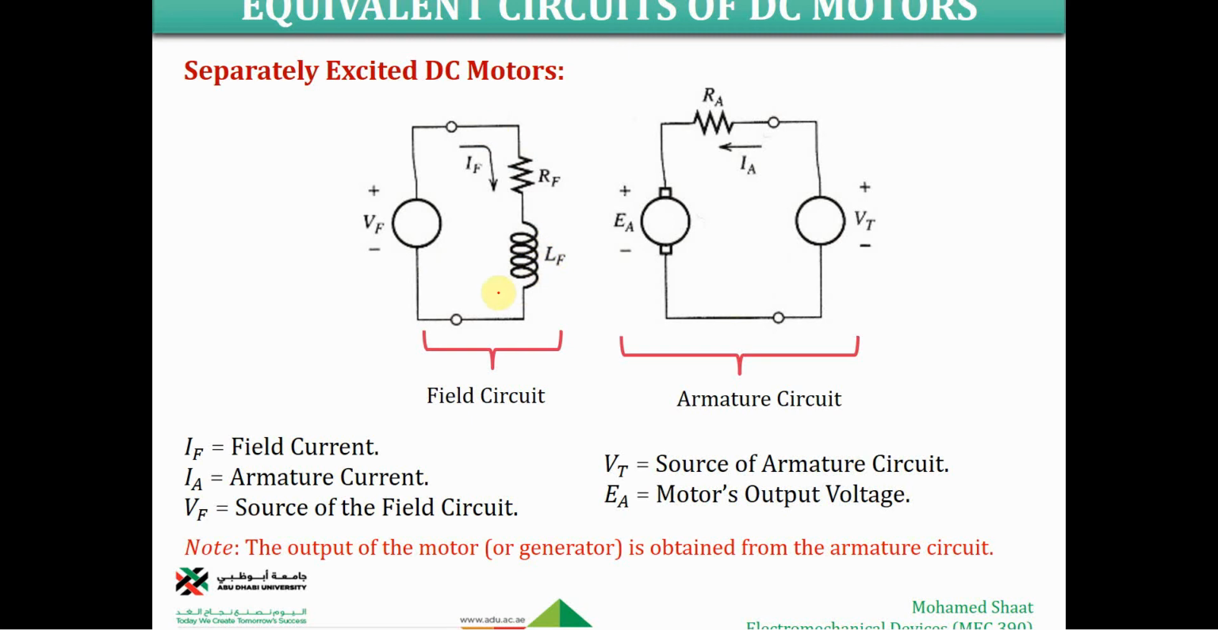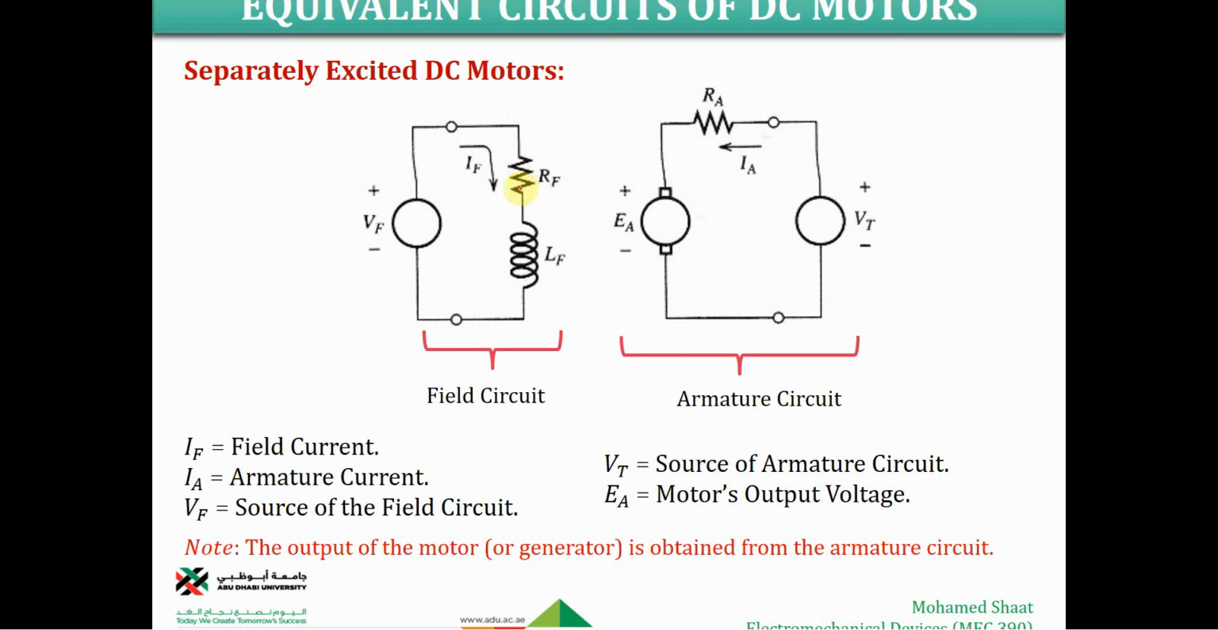So this electrical circuit is mainly needed. The objective of this field circuit is to create the magnetic field. So how it works, basically we should have a source of power, source of electrical energy, which is this battery that creates some current. This current is going to go through the RF, which is this resistance.